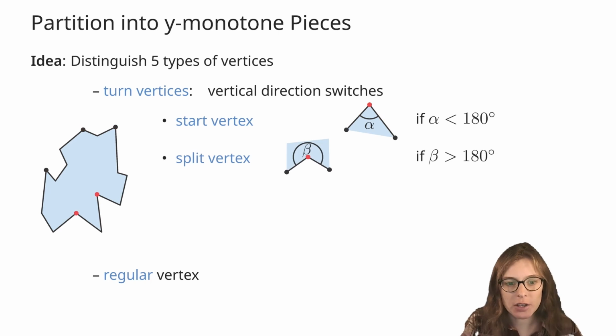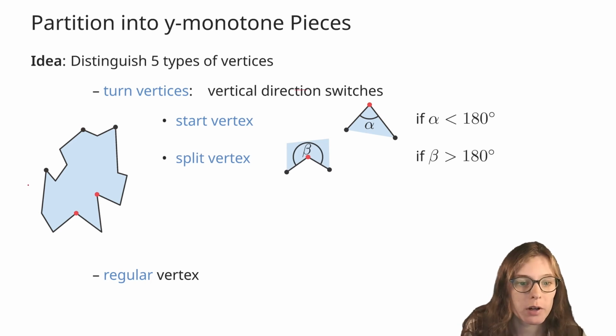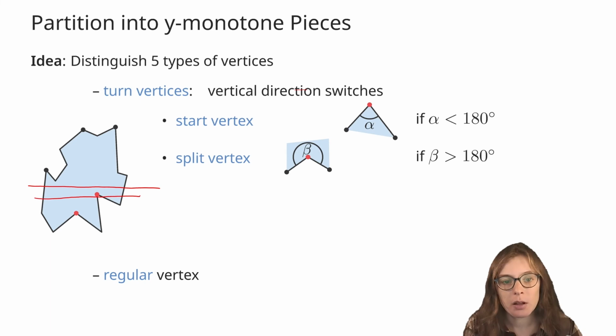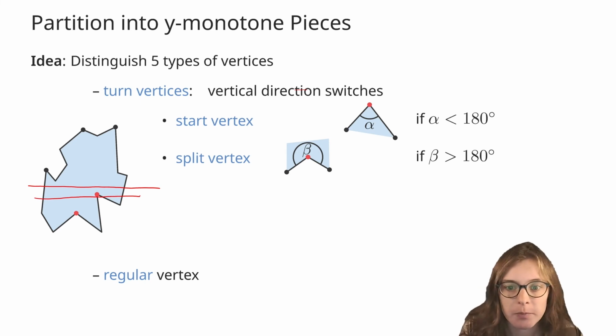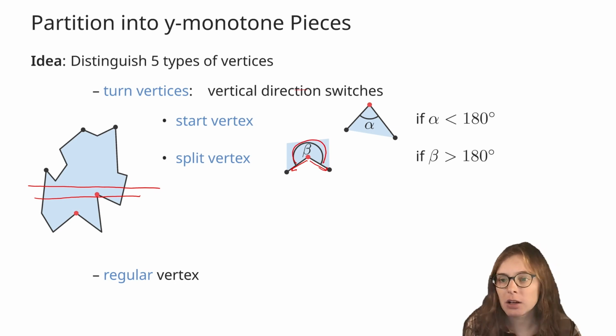The next vertex is a split vertex. When we sweep over the split vertex with the horizontal line, the connected component gets split into 2. That is why it's called a split vertex. Locally, we can identify a split vertex again by considering the adjacent edges. Both of them need to be going down, but now the interior angle is greater than 180 degrees.